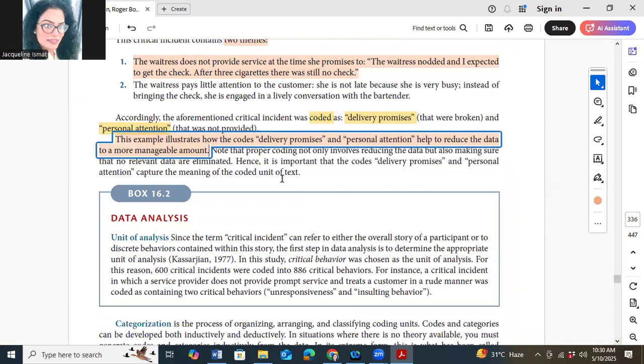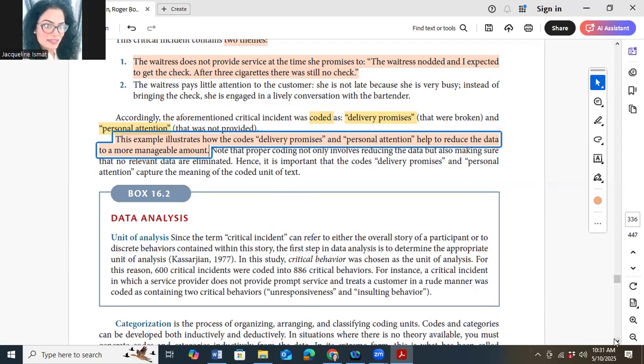कोड्स बना लिए. So note that proper coding not only involves reduction of the data but also making sure that no relevant information is lost. Codes जब बनाते हैं तो codes शॉर्टर वर्जन तो होते हैं एक डिटेल्ड इंफॉर्मेशन का, लेकिन वो इतने शॉर्ट ना हों कि मीनिंग कन्वे ना हो, ठीक है. That is important: the codes delivery promise and personal attention capture the meaning of the coded unit of text, ठीक है. एक हमने मामला खत्म कर लिया जो कि क्या है, डेटा रिडक्शन. कोड्स कैसे बनाए, जनरल के कोड्स क्या हैं, डिलीवरी प्रॉमिस एंड पर्सनल अटेंशन, ठीक है, सही है.